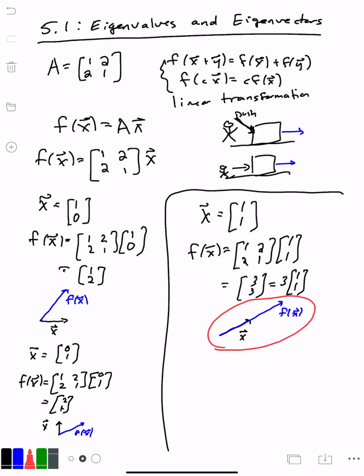And this is going to be the thing that we focus on. We want to know when the output is pushing in the same direction as the input. And that's going to lead us to the following definition. So here is the definition of an eigenvalue and an eigenvector. And you can't really define one without the other. You have to have both of them.